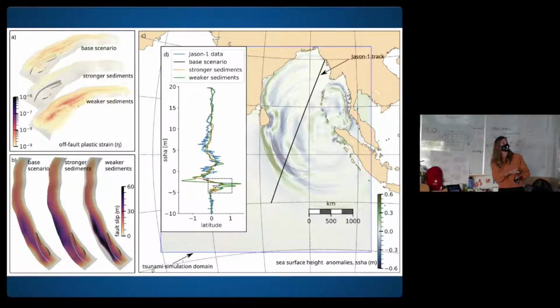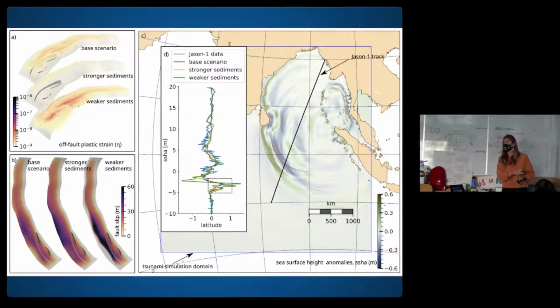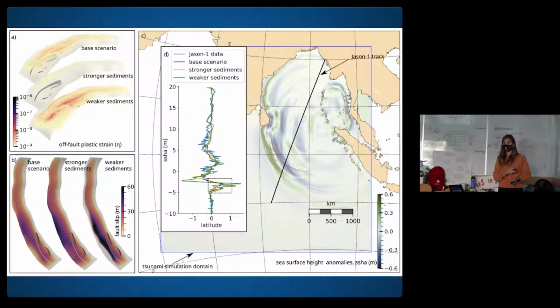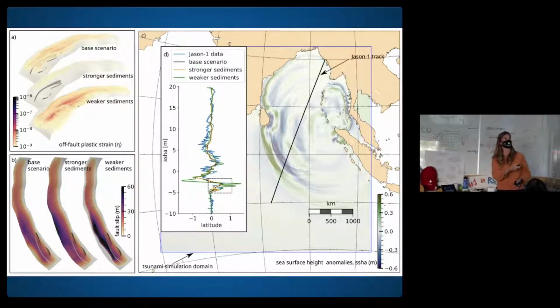The one with stronger sediments gets more purple near the surface. This is where the fault comes to the surface. Okay, this is up here. And then in the weaker sediment model, there is no slip at the top of the fault. That's what we expected. That was the initial paradigm: that when you had weaker sediments here, you wouldn't get slip near the surface. The thought was that this indicated no tsunami or a smaller tsunami.